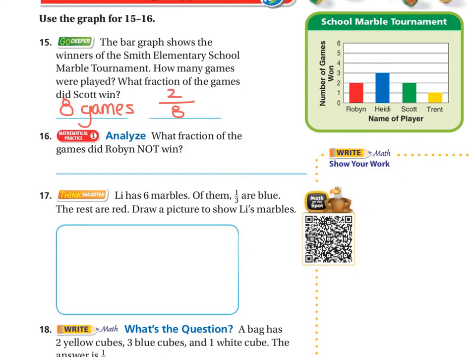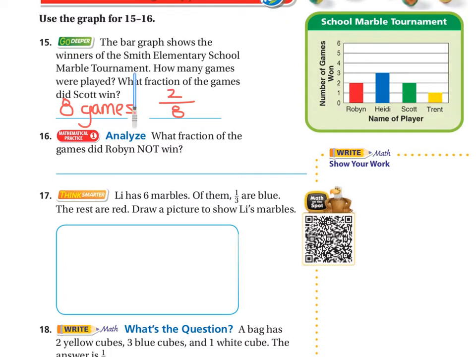Okay, to start, the first question, how many games were played, can be solved by looking at the bar graph and adding up the totals for each student. So here, Robin has 2 plus Heidi's. So Heidi had 3, so 2 plus 3 is 5, plus 2 is 7, plus 1 more is 8. If you needed to write those numbers out and add on paper, that is absolutely okay. Your goal is to just get that answer of 8 games.